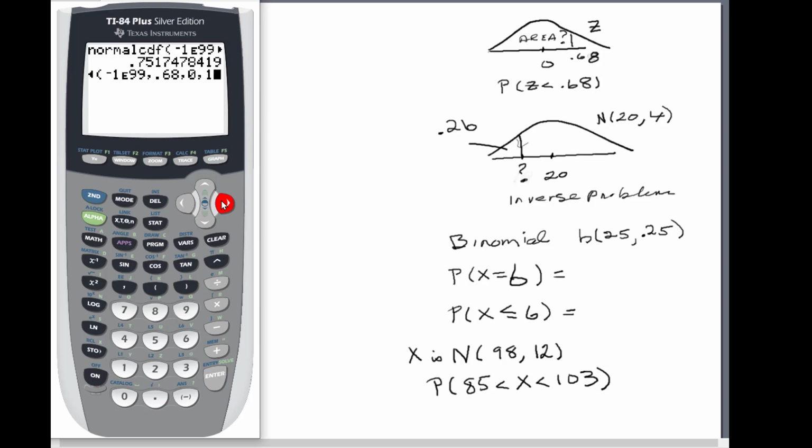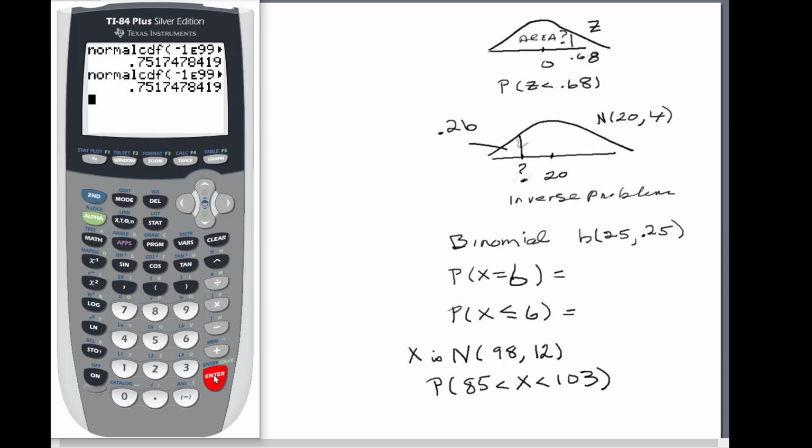If that's the case, you have to know what the parameters are and the order in which they're required. And for the normal CDF, the parameters are going to be left-hand boundary, right-hand boundary, the mean of the distribution, and the standard deviation. Whether you enter that with the help of menus or just by remembering, we've got the command entered. We'll now press enter, and we see that the missing area is 0.7517, and then more decimal digits than we really need.